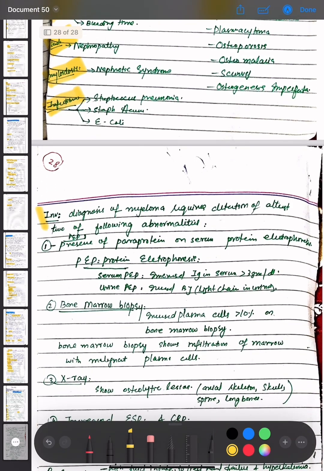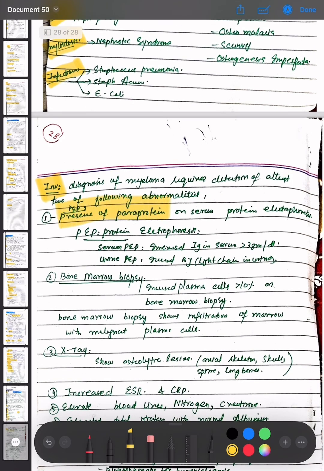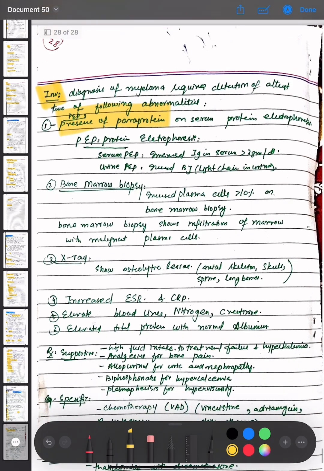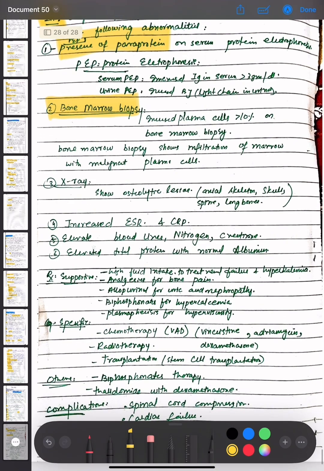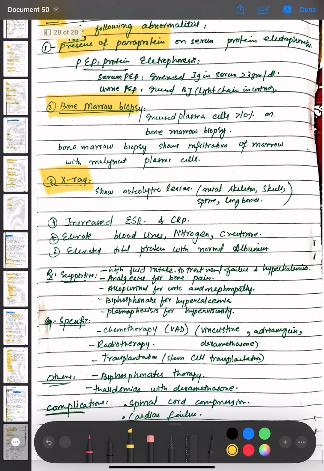Investigation options: diagnosis of myeloma requires detection of at least 2 of the following abnormalities, that is, the presence of paraprotein on serum protein electrophoresis, and bone marrow biopsy showing increased plasma cells greater than 10%. Bone marrow biopsy shows infiltration of the marrow with malignant plasma cells. X-ray is done, which shows osteolytic lesions in the axial skeleton, skull, spine, and long bones. Increased ESR and CRP are there. Elevated blood urea nitrogen and creatinine. Elevated total protein with normal albumin.